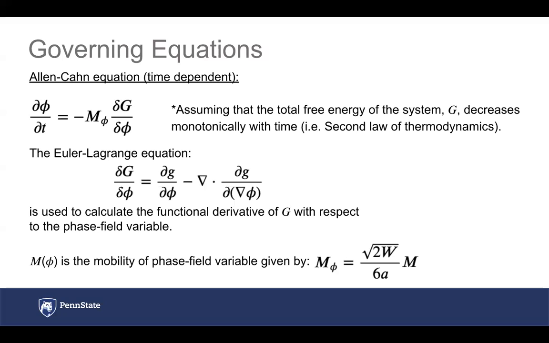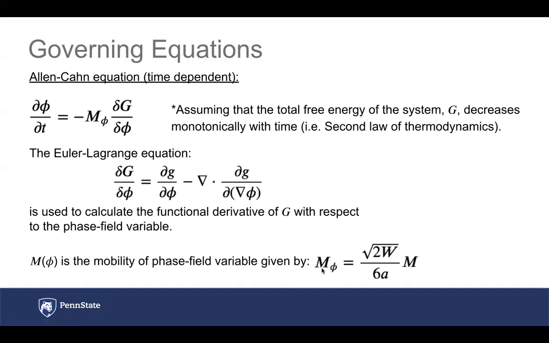The Allen-Cahn equation is one of the fundamental equations used in phase field modeling. Basically, it models the change of the order parameter with time. It relates that change to the change of the total free energy with the order parameter, and then introduces a constant, which is the mobility of the phase field variable.